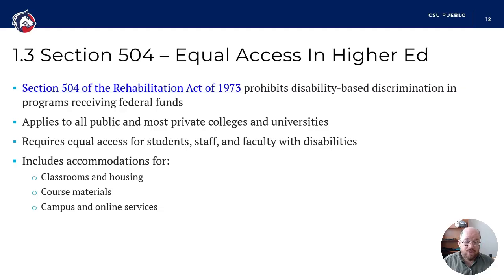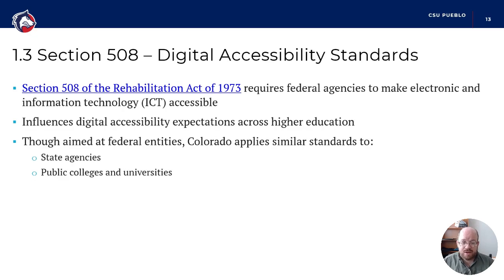With Section 504, this law prohibits disability-based discrimination in programs receiving federal funds and requires equal access for students, staff, and faculty with disabilities, including online resources and course material. Section 508 specifically requires federal agencies to make electronic and information technology accessible. While federal, Colorado also applies similar standards to state agencies and public colleges and universities.